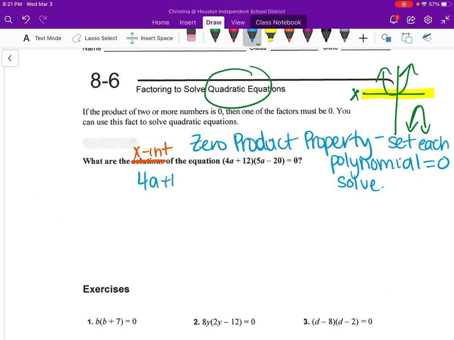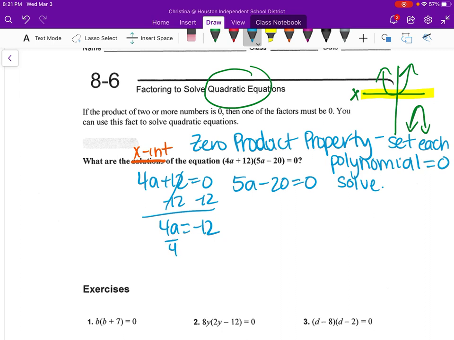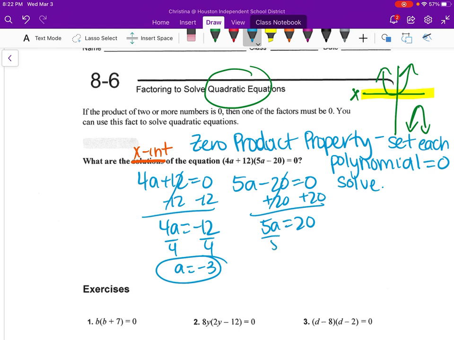So I'll have 4a plus 12 equals 0, and 5a minus 20, not 12, 20 equals 0. That's all you're doing. So especially when your problem is already factored for you, set them equal to 0 and solve. I'm going to subtract 12 first. And then after I subtract 12, I'll divide both sides by 4. My first x-intercept that I found is negative 3. Let's do the same thing with 5a minus 20. I'm going to add 20 to each side. And then I'll divide both sides by 5.